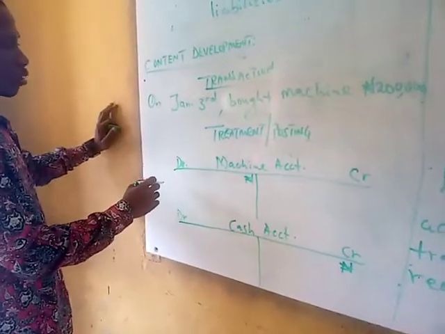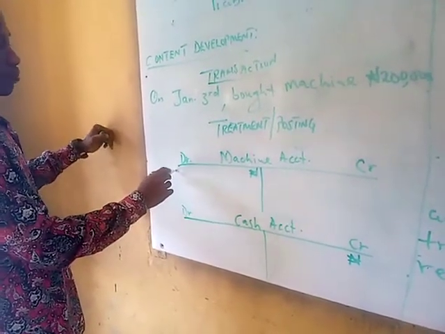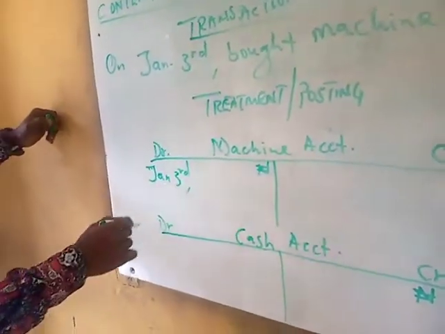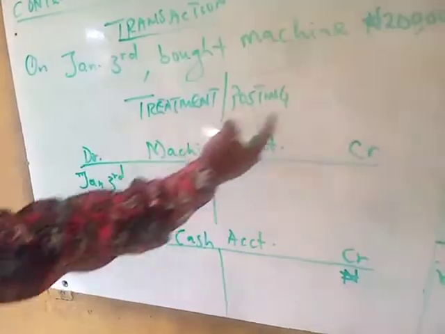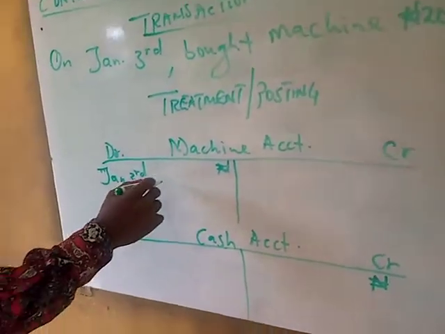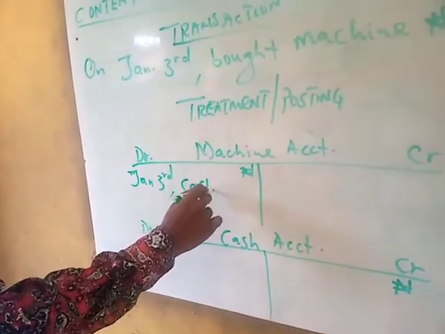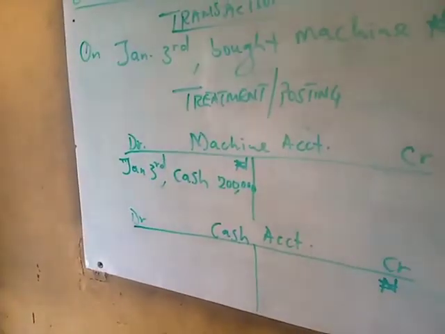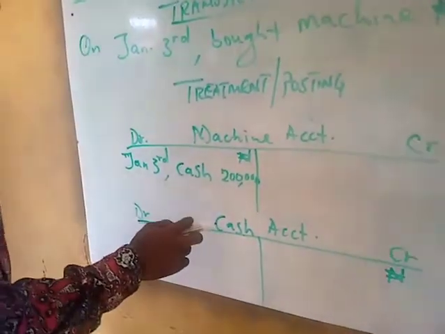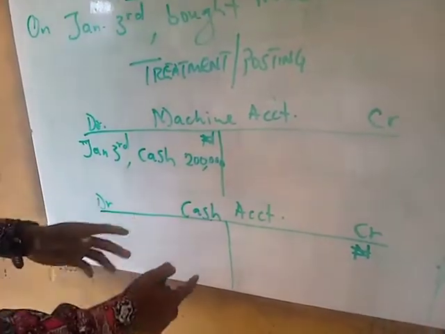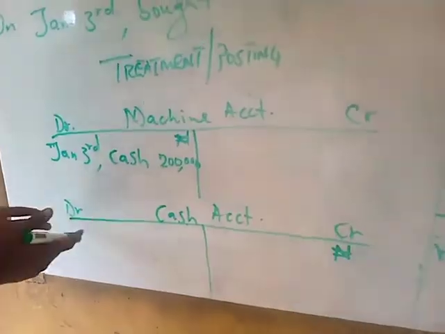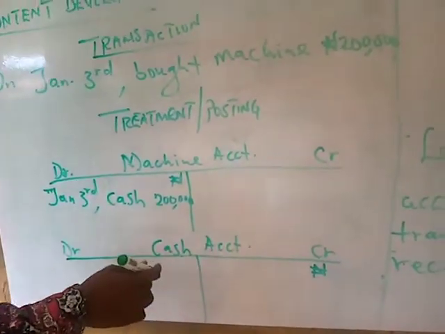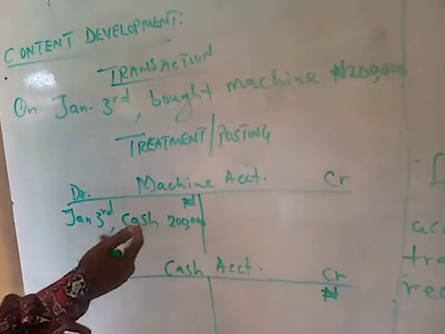So let's go. What we do here is the date comes, January 3rd. January 3rd, we bought machine for cash of how much? 200,000 naira. So we paid cash of 200,000 naira. Then, on the other hand, cash account is the account that is giving out the value. And as I say, you debit the receiver and you credit the giver. So cash account has given out cash to enable us to buy the machine.